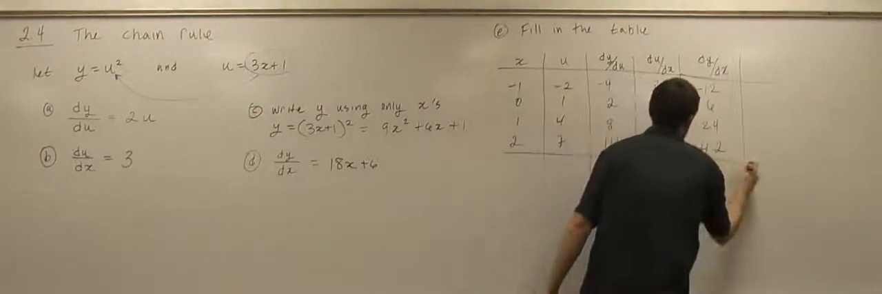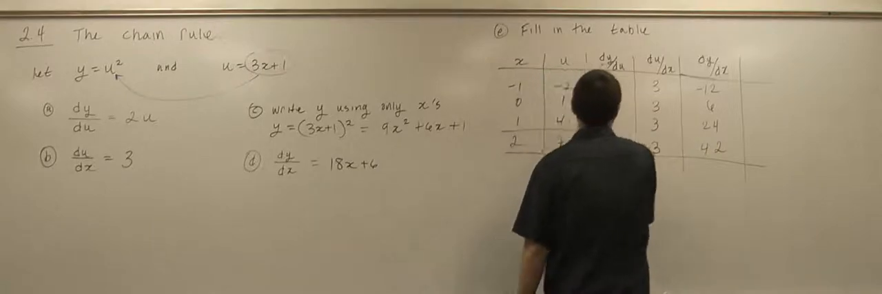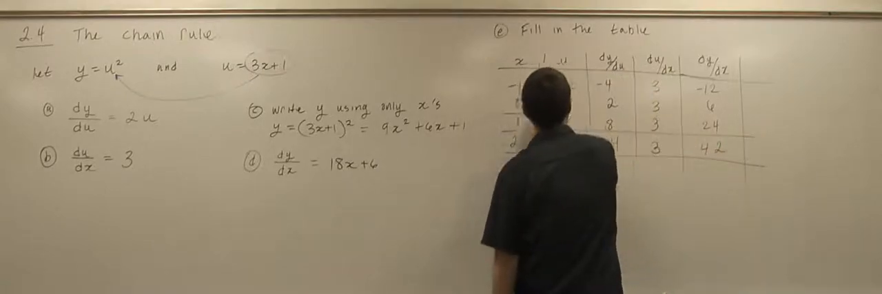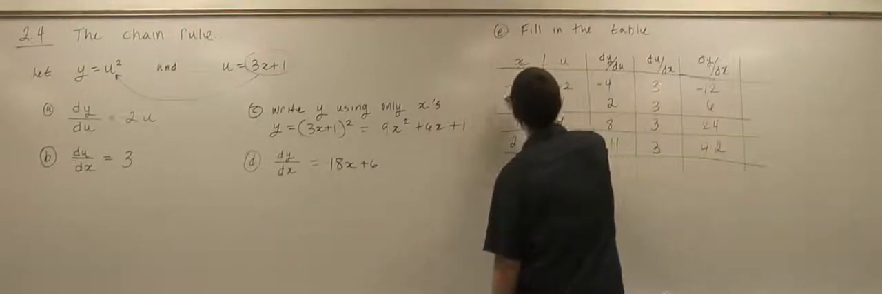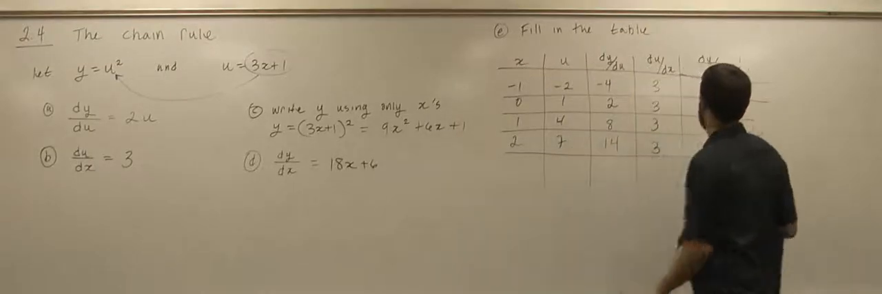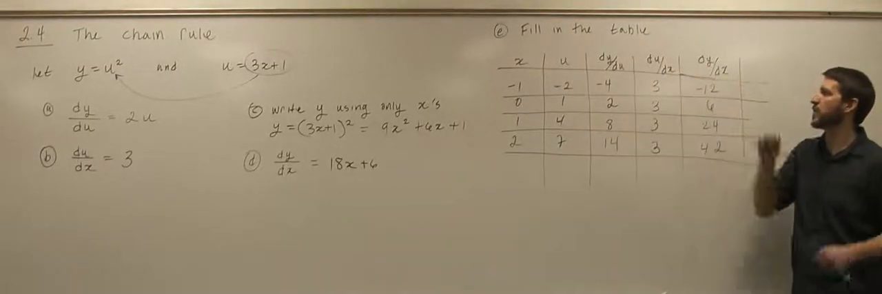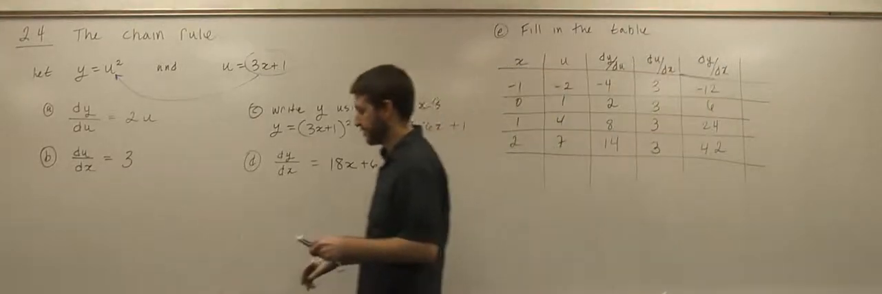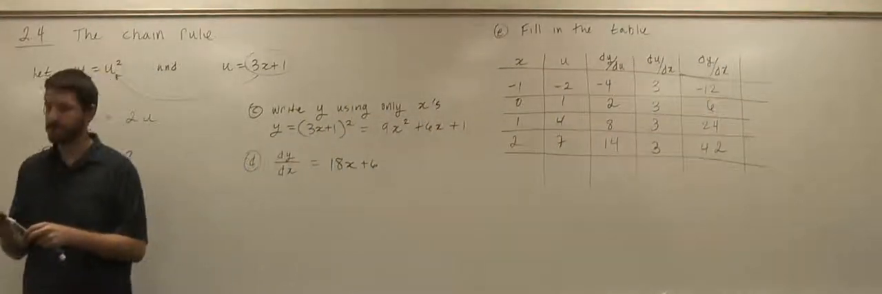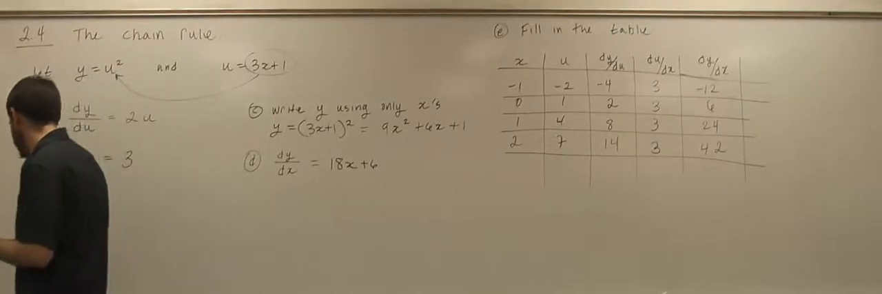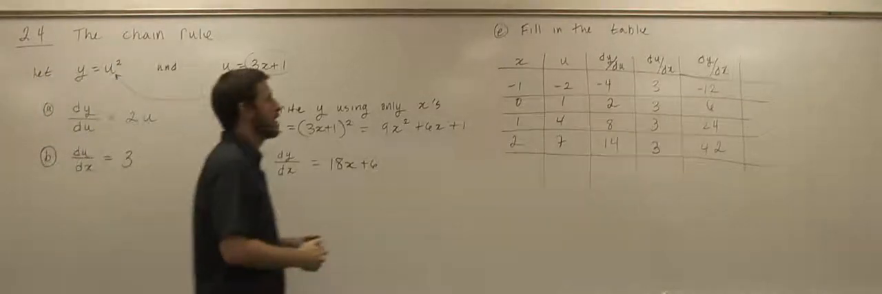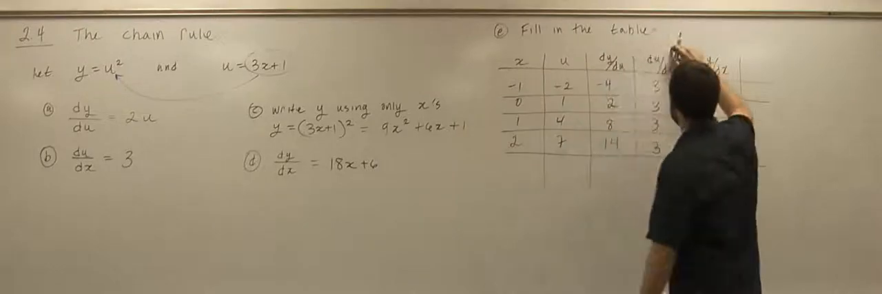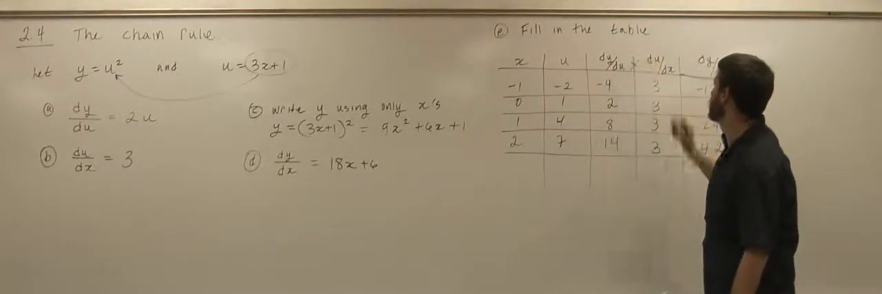So, how do these three numbers relate? If you multiply them together again, that's the chain rule. This derivative times this derivative should give you this derivative.